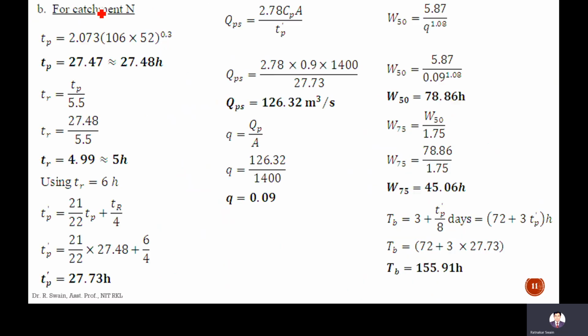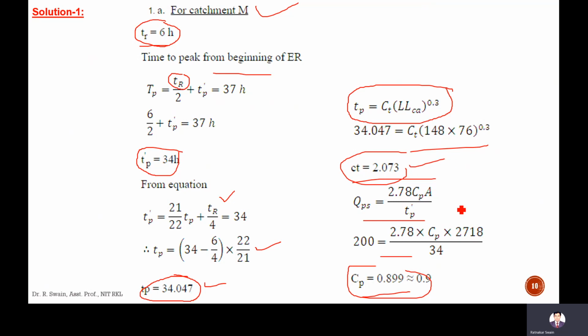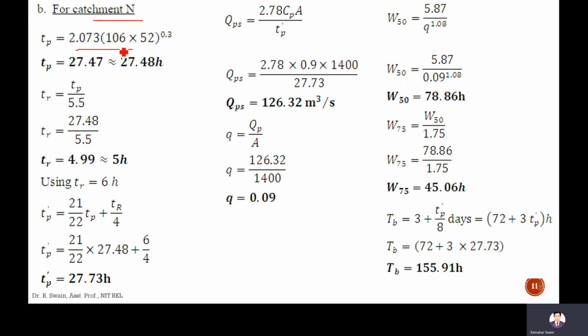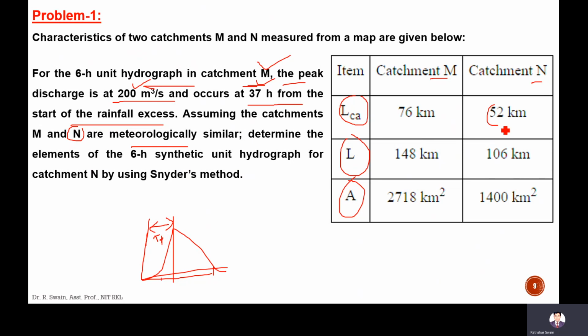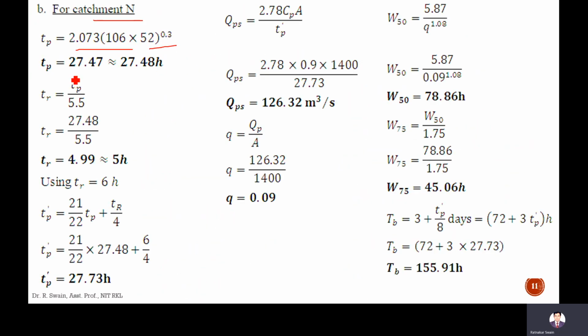Okay. So once we calculate the CT value and CP value, the same values can be used for the catchment N. For the catchment N, the TP is this same equation, 2.7073, that is the CT value. CT into L into LCA to the power 0.3. For N catchment, LLCA is given, 52.0106. Okay. Given. So TP can be calculated. TR is TP by 5.5, that can be calculated. This is equal to 5 hours.